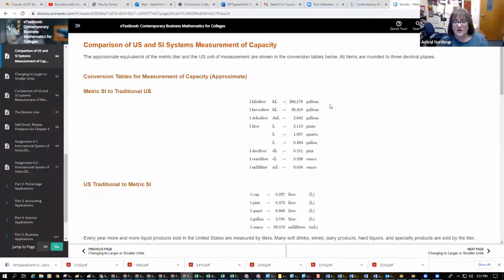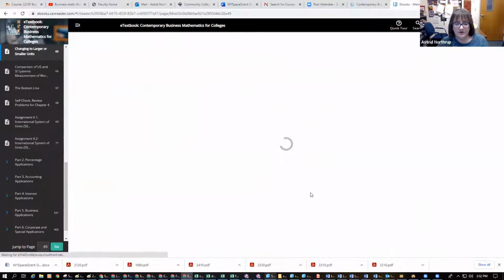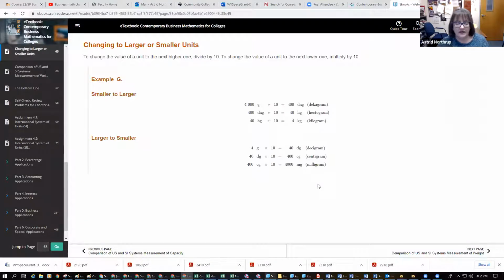Okay. Those were units of length. Here are some units of volume. And same where you go back and forth between metric and US customary. Same thing: larger to smaller, you divide. If the unit goes from a larger unit to a smaller unit, you divide. If the unit goes from a smaller unit to a larger unit, you multiply.